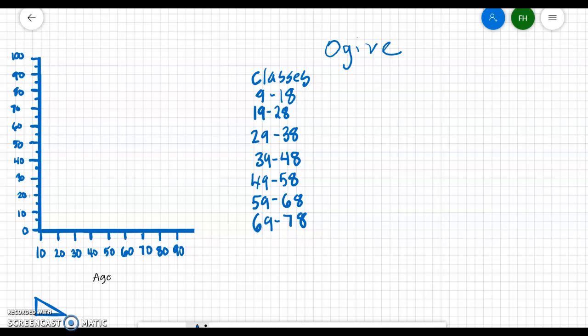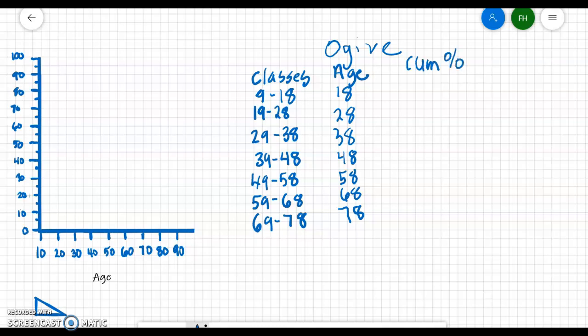Basically, with these classes we're going to take the upper boundary, just that number. So we're going to do 18, 28, 38, 48, 58, 68, and 78. These are the numbers that we're actually going to graph for the age. And then what we need to do is write our cumulative frequencies as a percentage.